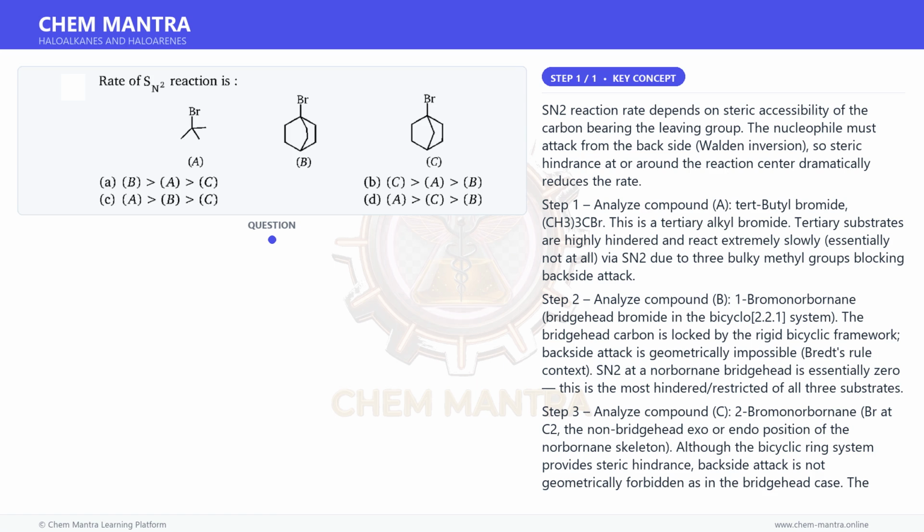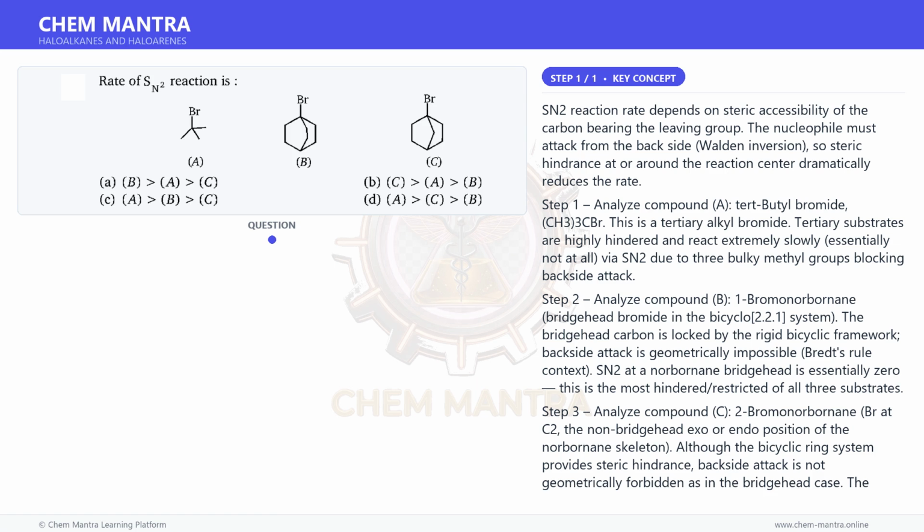Actually, rereading the answer key, the correct answer is option C, meaning the answer choice labeled C, which states A, B, C. Under this interpretation, tert-butyl bromide, 1-bromonorbornene, 2-bromonorbornene for SN2. This would be unusual. However, if compound B is actually 2-exo-bromonorbornene and C is 1-bromonorbornene, bridgehead, then A tertiary, B secondary non-bridgehead, C bridgehead, 0, makes sense as A, B, C, i.e., answer choice C.